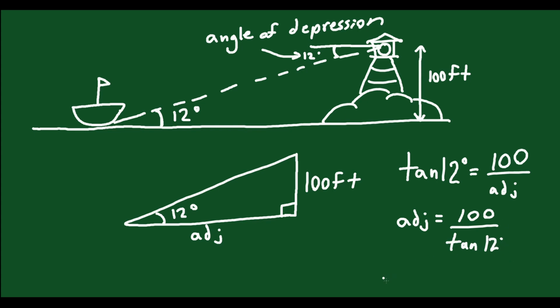And if you calculate this, you'll find that the adjacent side length, or the distance between the boat and the lighthouse, is approximately 470.5 feet. And that would be your final answer.